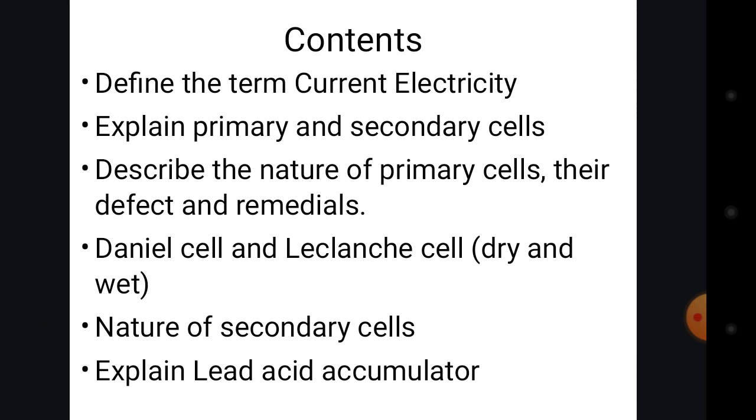For the week 7, the contents are to define the term current electricity, and also to explain the primary and secondary cells, and also we are to describe the nature of primary cells, their defects and remedies, and also we are to talk about the Daniell cell and the Leclanché cell, that is the wet and the dry cells, and also we are to talk about the nature of secondary cells, and lastly we are to explain the lead-acid accumulator.